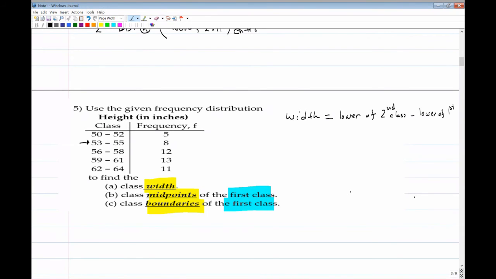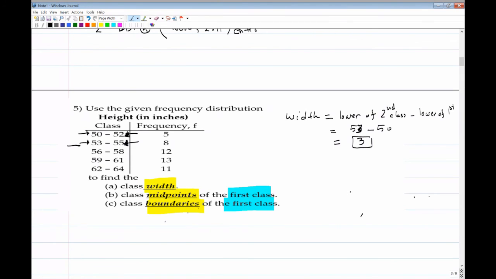What we mean by lower is this lower bound and this lower bound. So if I go to the first one, I say 53 minus 50, and that will be equal to 3. I'm sorry, I'll put the lower of the second class minus the lower of the first class. So that's how we find the class width. And it doesn't matter, it goes in either direction. You could use the upper, which is 55 and 52. If you subtract them, you end up with 3.